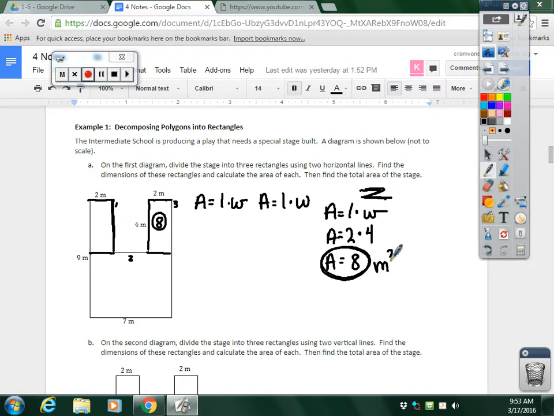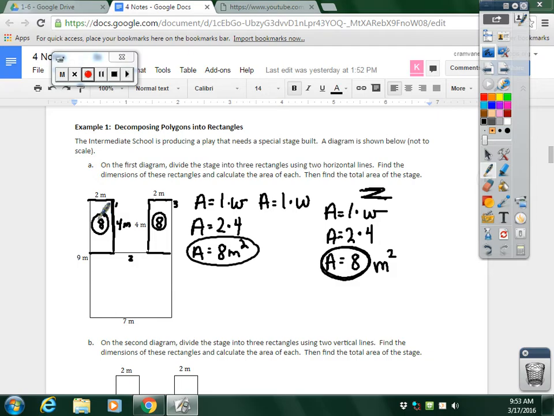Yes, Mr. Anderson would probably like it if you were able to include units. Now, because this one was 2 times 4, I know this one is going to be 2 times 4 meters. So I have 2 times 4. The area of rectangle number 1 is also going to be 8 square meters, or 8 meters squared.